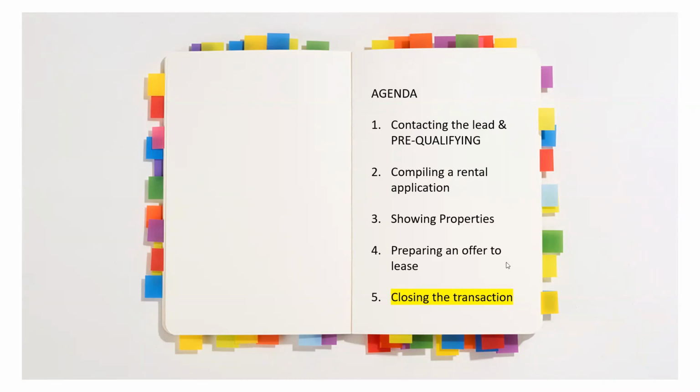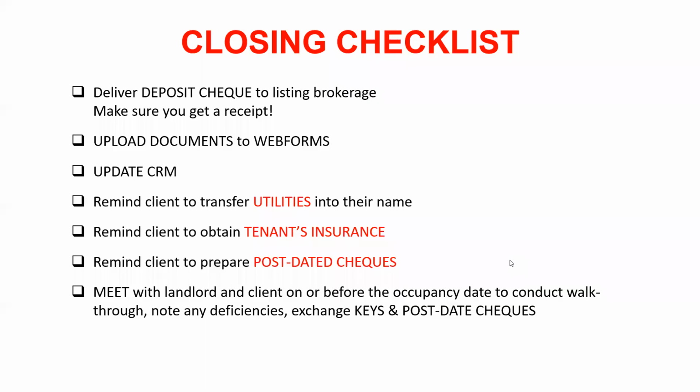Awesome, awesome. So once you've received an accepted offer, it's always exciting, but there are a few things still left to do. So make sure that that deposit check gets delivered to the listing brokerage. Ask your clients to go to the bank, get their bank draft, send you a copy of the bank draft, deliver it to the listing brokerage. The listing brokerage should send you a receipt. Those are things that you're going to need. And then you're going to want to upload all of your documents to web forms in the checklist section. So again, join me for web forms on Wednesdays. We talk about that. Of course, don't forget to update your CRM.